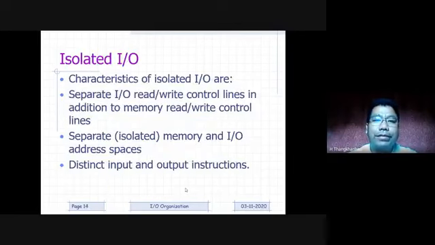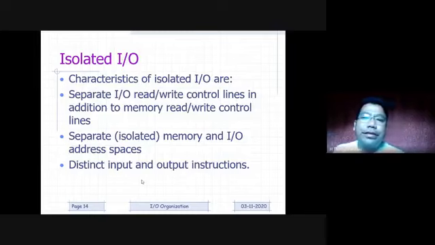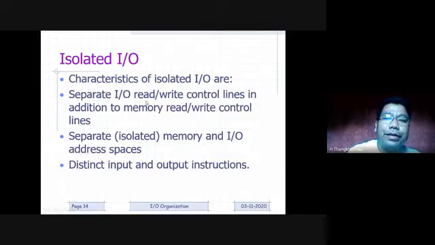Now let's talk about isolated IO. Okay, isolated IO, isolated input-output devices. So these are the different characteristics of isolated IO. Separate IO read or write control lines in addition to the memory read or write control lines. And separate or isolated memory or IO address spaces and distinct input and output instructions.